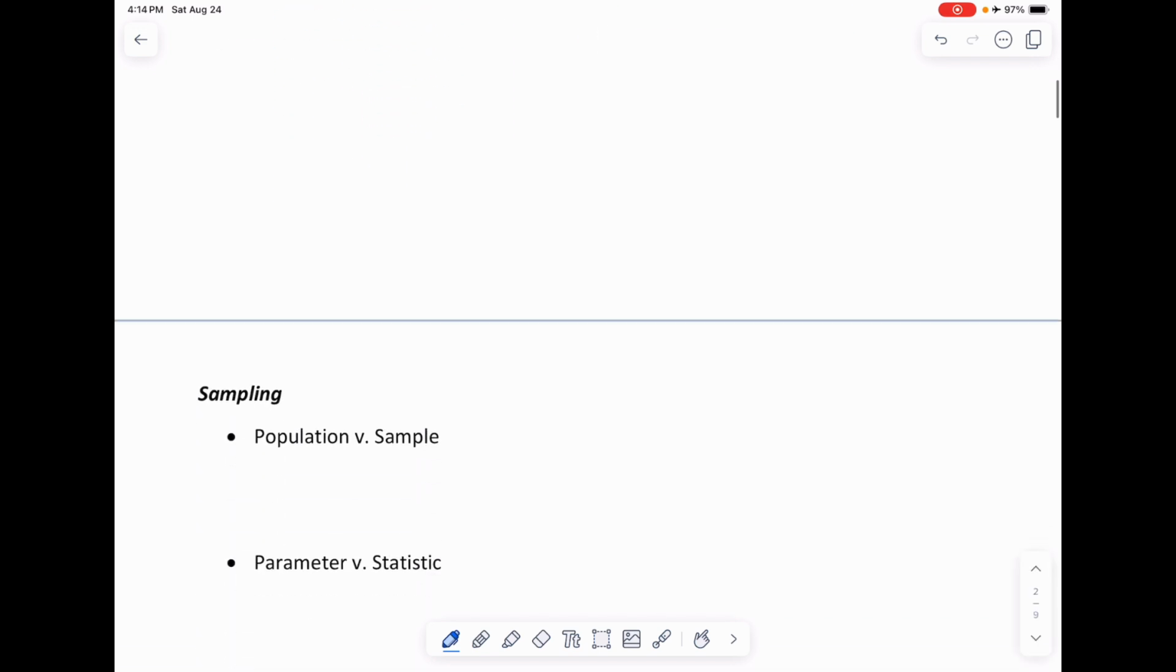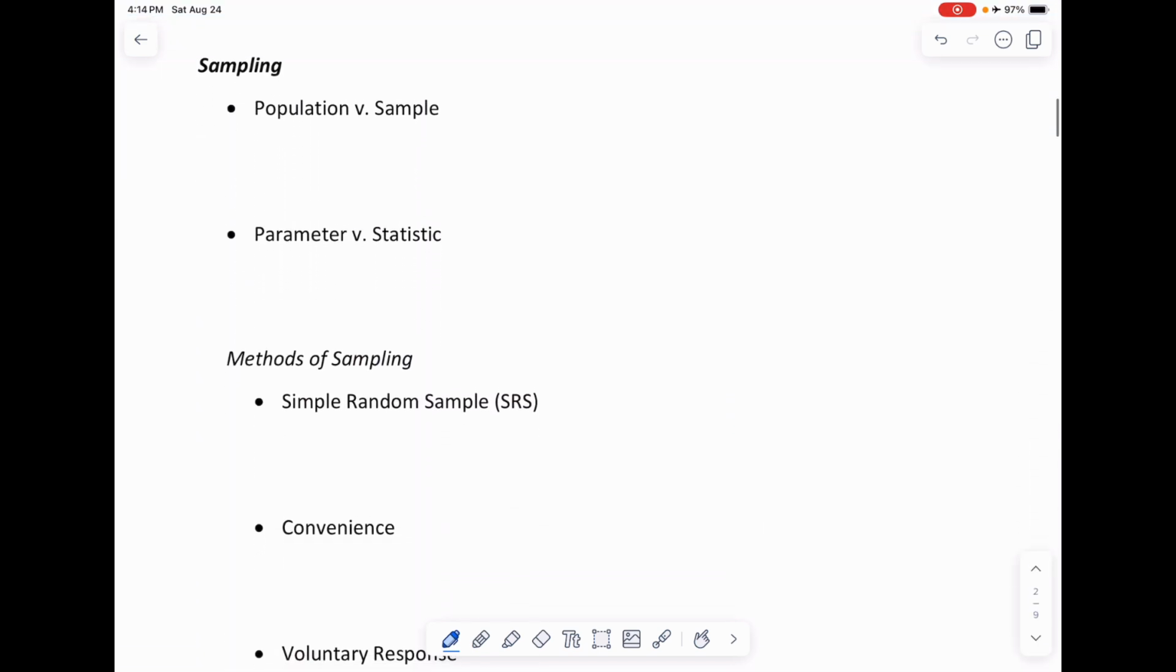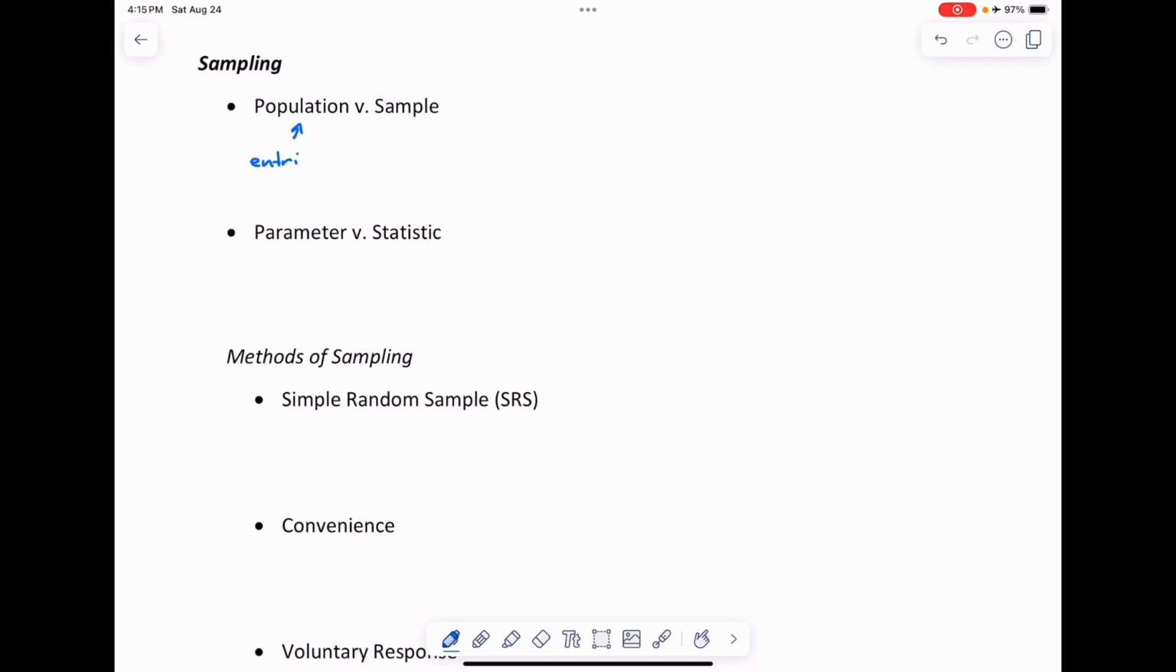So let's go ahead and talk about how we collect data, how we sample to get that information that we need, that we can start to synthesize, analyze, and communicate out. So when we think about it, data can come from two different places. The first is the population, which would be your entire group.